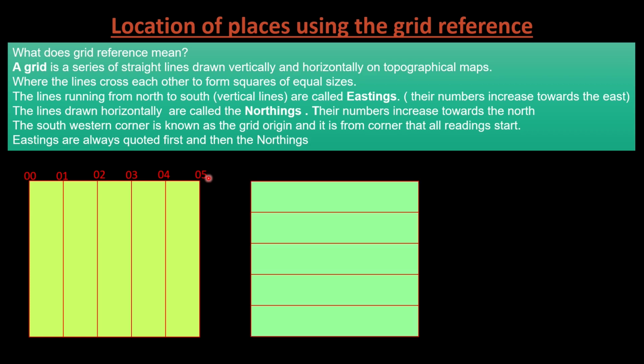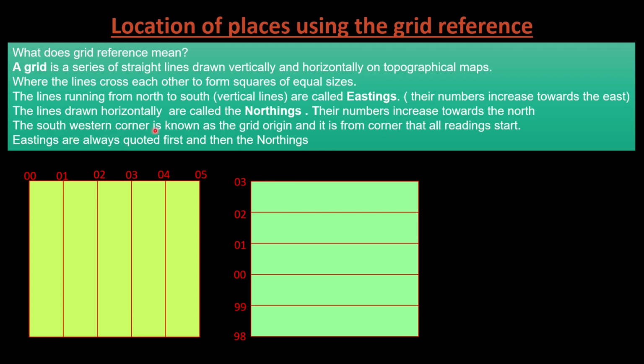The lines drawn horizontally are called northings. Their numbers also increase towards the north. Here we can see when 99 is finishing, again 00, 01, 02, 03 starts for the next division.